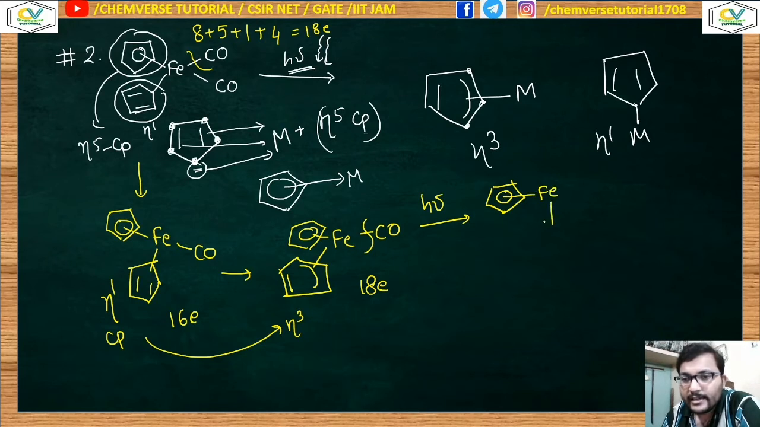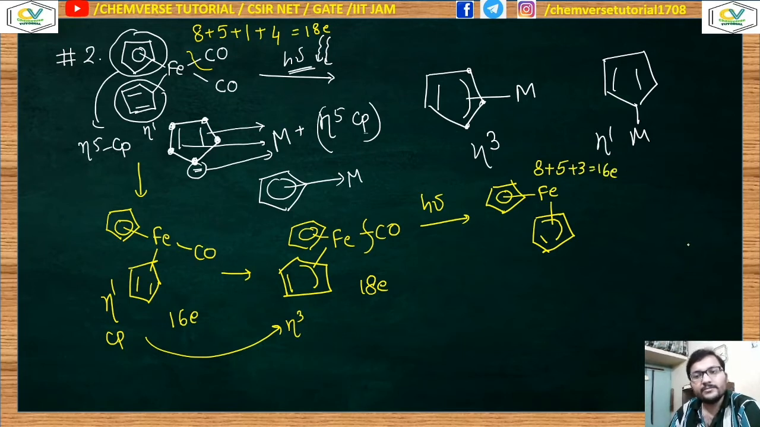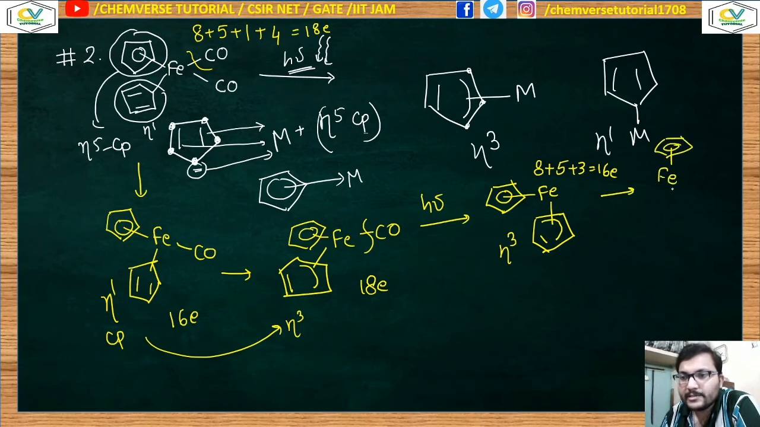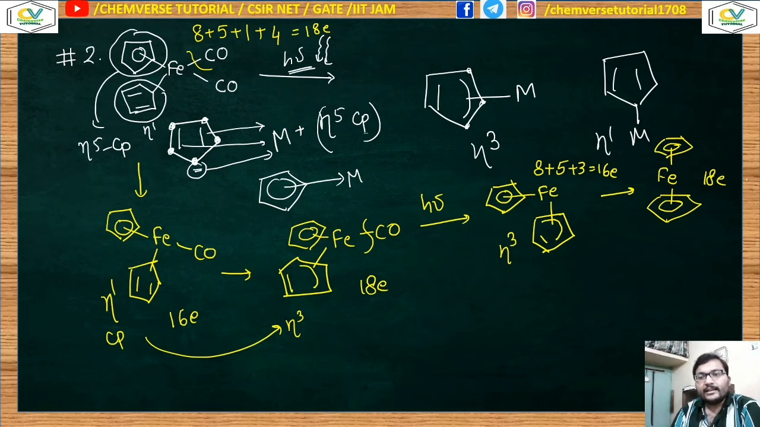Our iron is there, and here it is hapto-3 fashion. So for iron it is 8 electron, 5 from this ligand and 3 from this ligand. So it is again a 16 electron species. And now this hapto-3 cyclopentadienyl ligand has one option to change its hapticity from hapto-3 to hapto-5. So it will do that. So here one hapto-5 cyclopentadienyl, here another hapto-5 cyclopentadienyl, to fulfill the 18 electron criteria. And now it's a stable one.